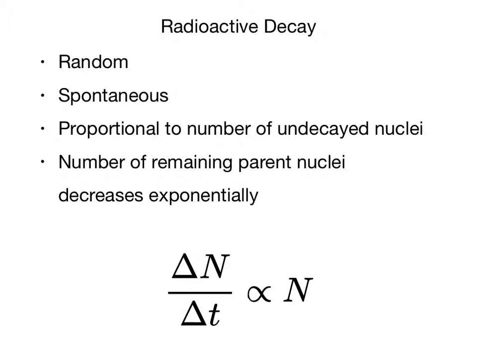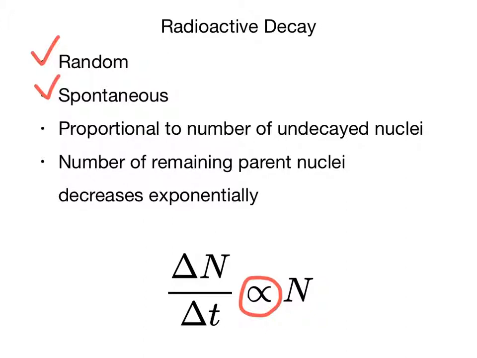Radioactive decay is random. What that means is for a given nucleus, we can't predict when it's going to give off a particle, when it's going to decay. Radioactive decay is spontaneous. What that means is it happens all by itself. It can't be prompted. And it's proportional to the number of undecayed nuclei. And the number of remaining parent nuclei decreases exponentially.